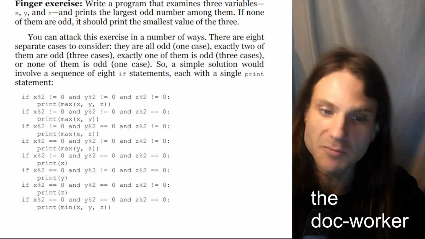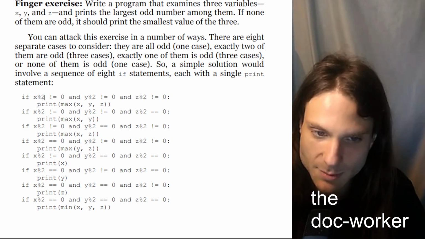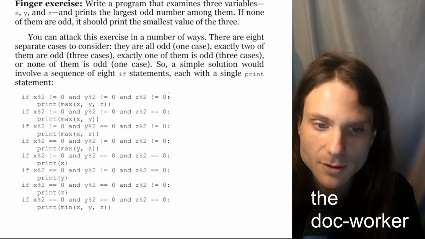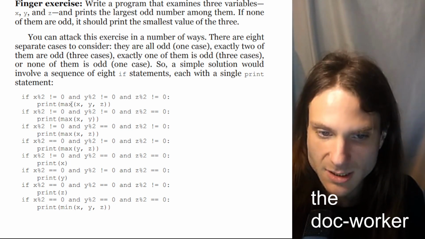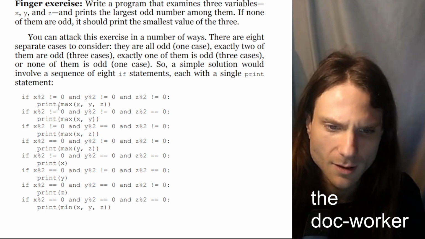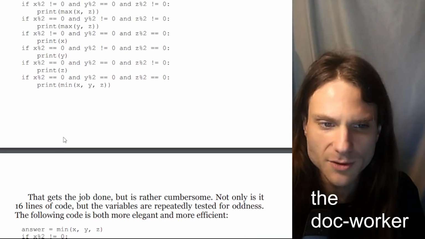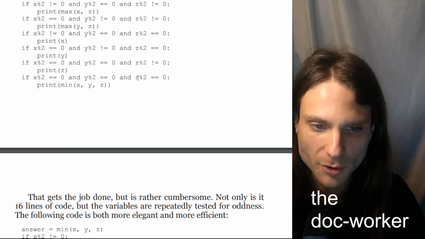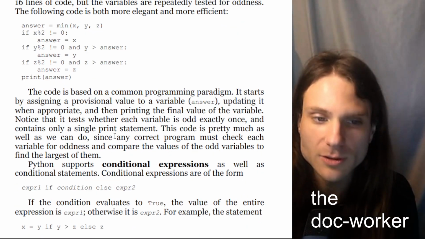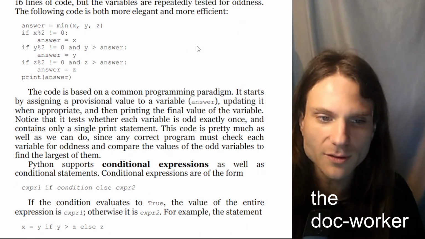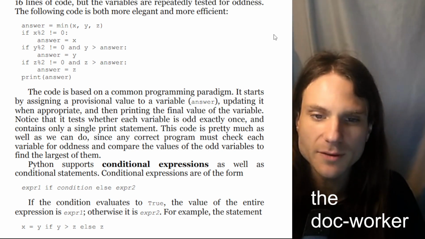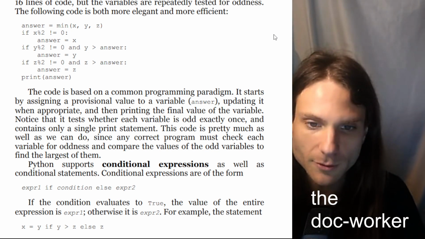You just check if x modulo 2 is not equal to 0, and y modulo 2 is not equal to 0, and z modulo 2 is not equal to 0, then print the result of passing in x, y, and z to the max function. If you want to pause and read through that, you can, but it's not really necessary. It's really just proving a point here. This would get the job done, but clearly it is rather cumbersome, and if you were dealing with more than just a few things, it would be ridiculous. Not only is it 16 lines of code, but the variables are repeatedly tested for oddness.